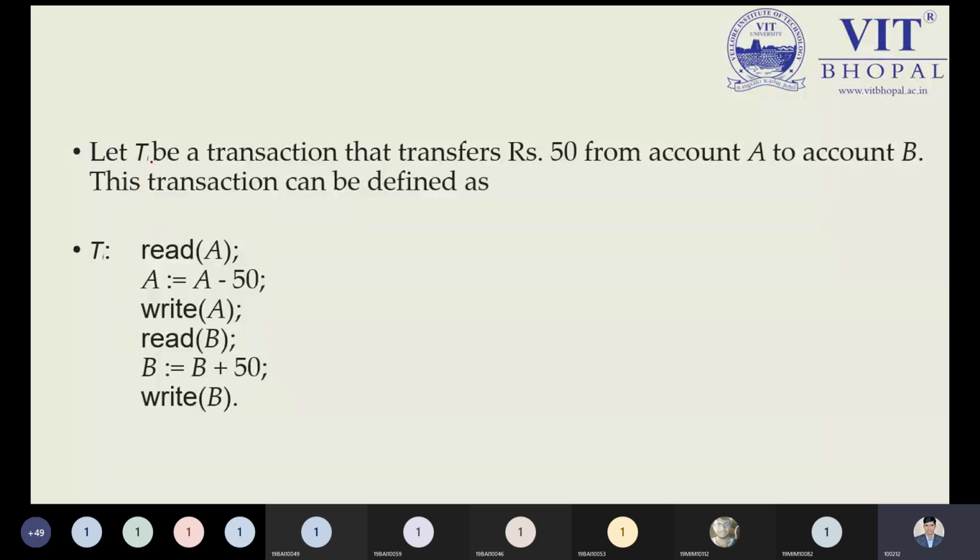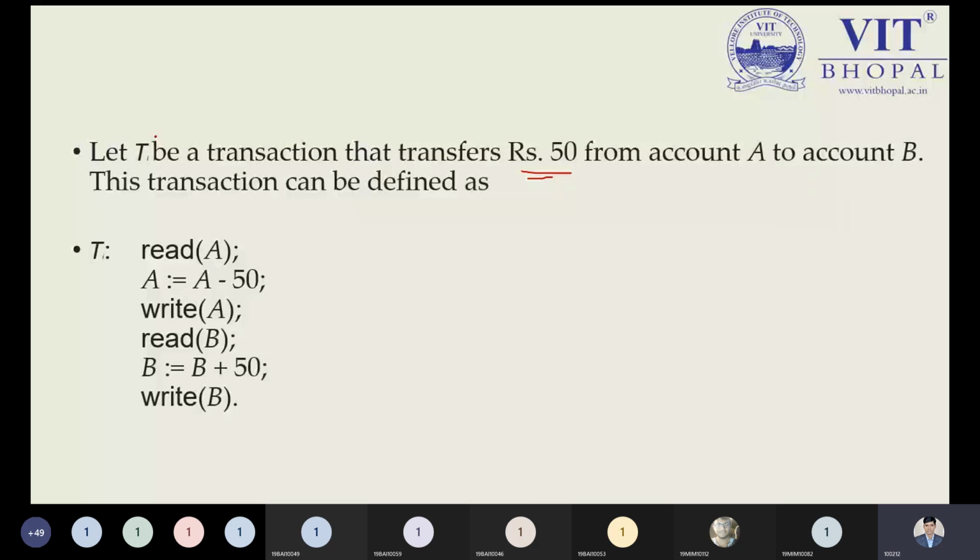So let Ti be the transaction that transfers 50 rupees from account A to account B, and this transaction can be defined as follows. Now we are following a real numerical that is followed by the Henry Korth book, so of course we will take the same concept. This is the pattern we need to follow in solving the problem. So far we have seen the general, theoretical way of representation, but this is how you can represent your problem numerically.